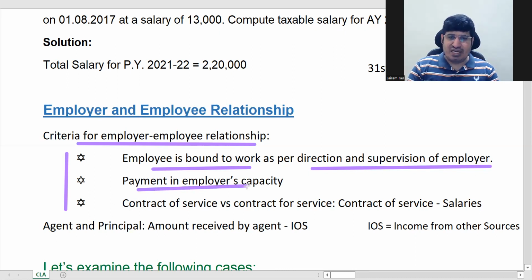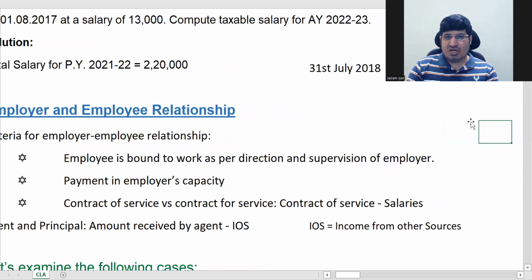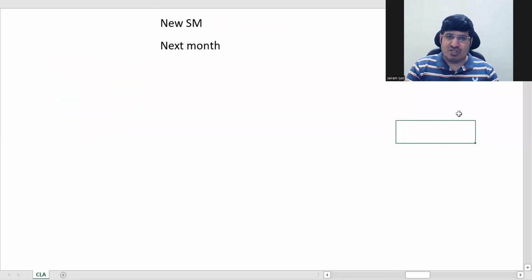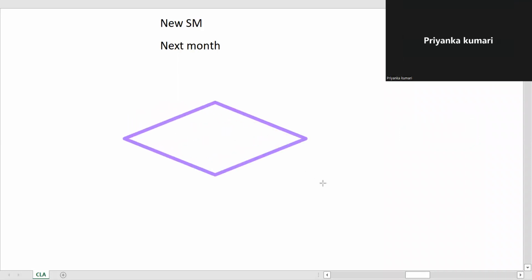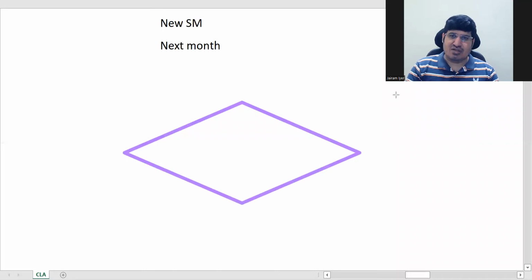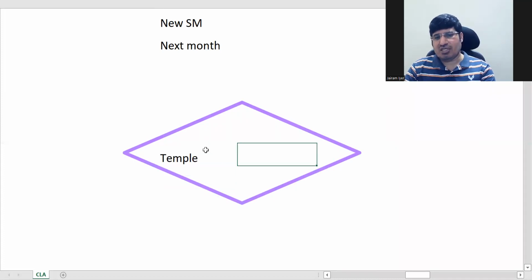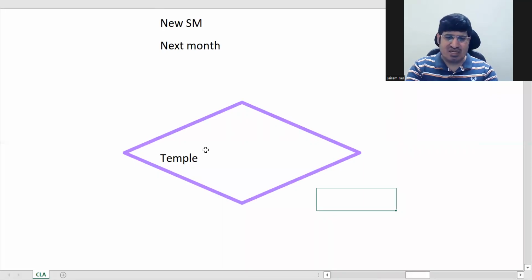And the second is payment in employer's capacity. So when your employer is paying you something because he is your employer, that is payment in employer's capacity. Say, for example, there is a temple, or any religious place for that matter. You have just gone there and many people go there, say there are 100 people there.